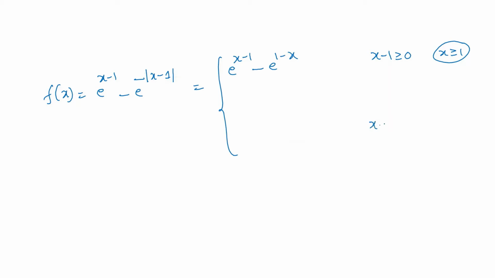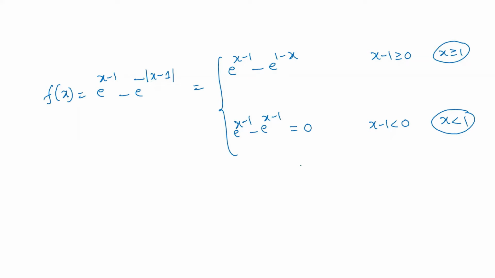And similarly, when x minus 1 is less than 0, in that case, what will happen? We are going to get x less than 1. So here, as we know, this is going to be negative. So mod of negative that we have here, so we are going to get another negative sign outside. So that will simply be e raised to x minus 1 minus e raised to x minus 1, because this has to be written as negative of x minus 1. So negative into negative, we are going to get x minus 1, which will ultimately come as 0.